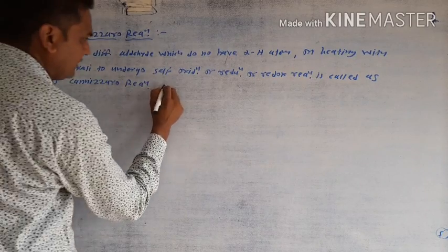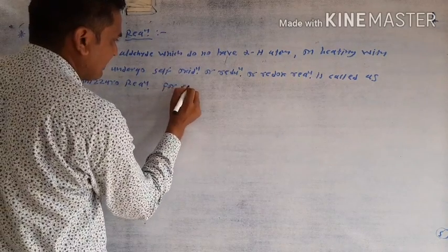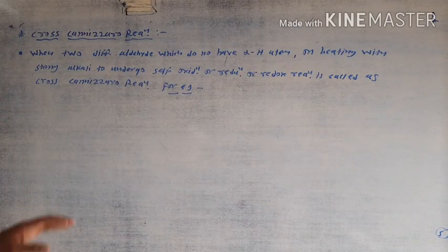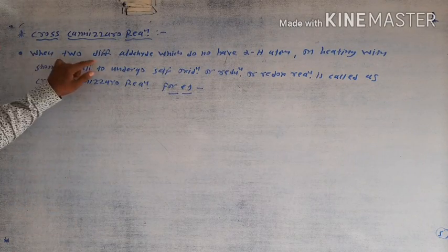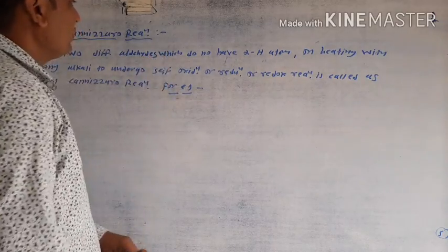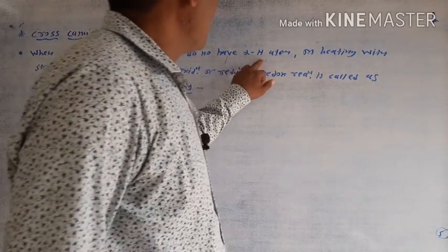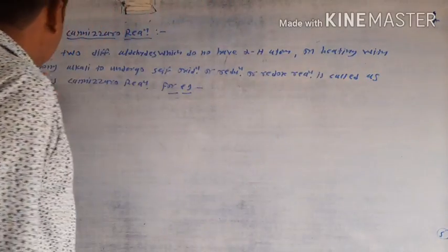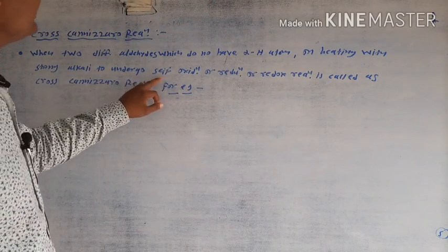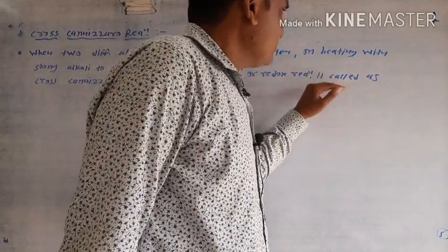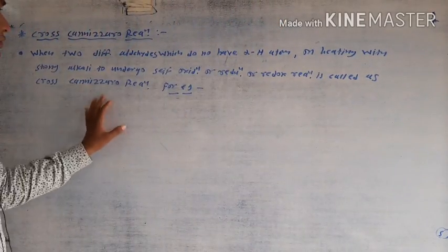Cannizzaro reaction. For example, the very simple meaning of the cross Cannizzaro reaction: when two different aldehydes which do not have any alpha hydrogen atoms are heated with strong alkali, they undergo self oxidation and reduction, or a redox reaction, and this is called a cross Cannizzaro reaction.